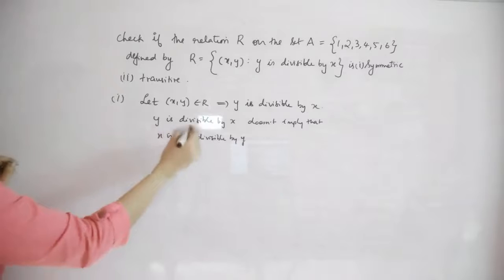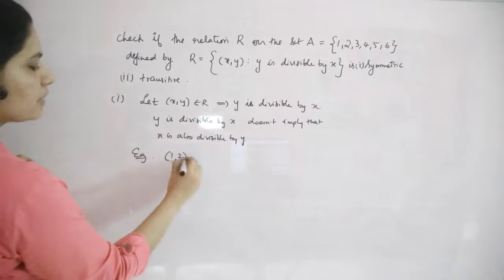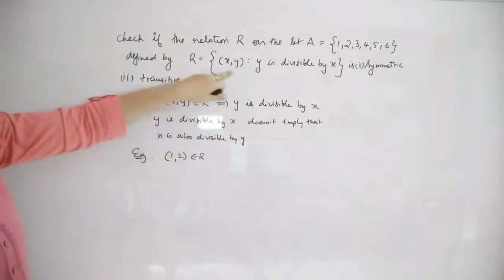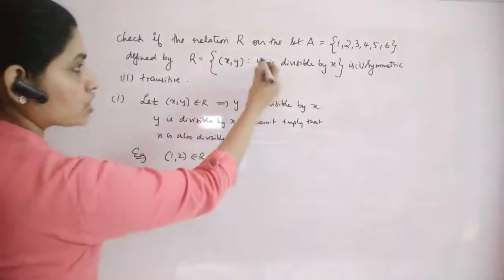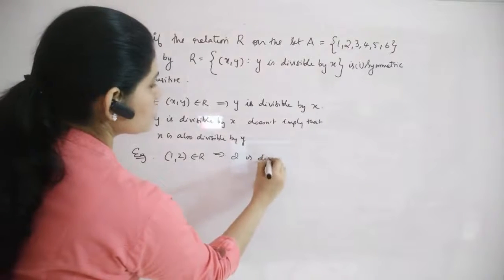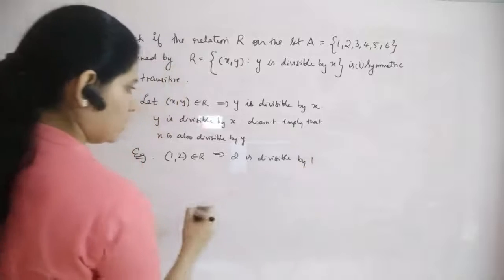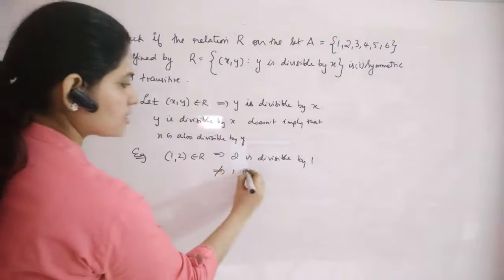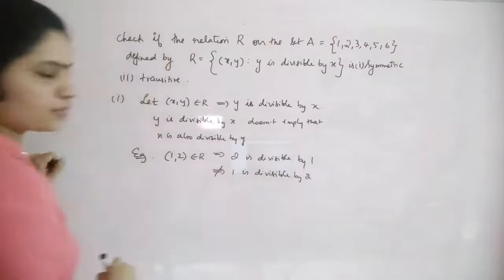Now why do we say like this? You can just give an example, any example, take a pair. Suppose I am taking (1, 2) belongs to R. How will you decide whether (1, 2) belongs to R? If (1, 2) belongs to R, you should get 2 is divisible by 1, right? (1, 2) belongs to R means 2 is divisible by 1. You can take any example, okay, 2 is divisible by 1. But this does not imply that 1 is divisible by 2, right? 1 is divisible by 2, no.